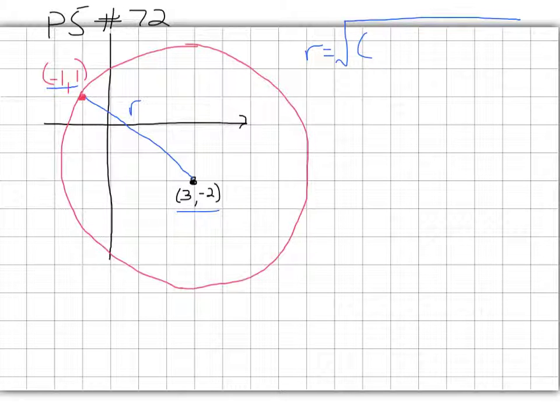So the radius is going to be 3 minus our negative 1, right? It's the difference in our x points squared plus our difference in our y's squared, right? So it's going to be minus 2 minus our 1 squared. I apparently didn't write my square root far enough, but that's okay.